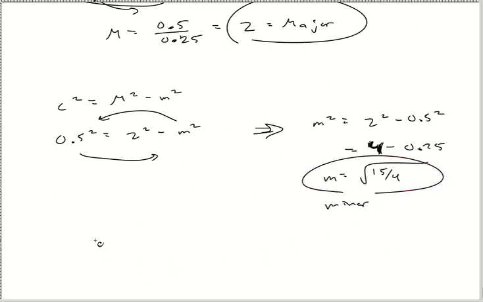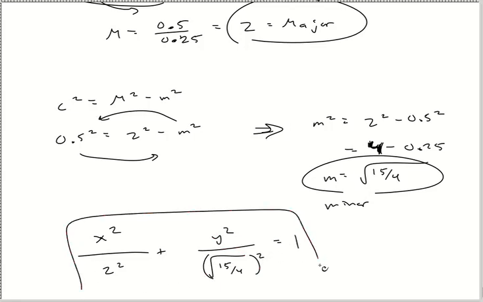And so I should be able to put it all together now. Remember, it was an X major. So my X gets the major squared. My Y gets the minor, which is the square root of 15 over 4 squared. There you go. Cool.